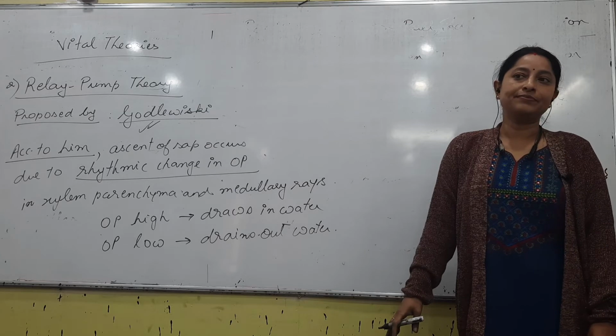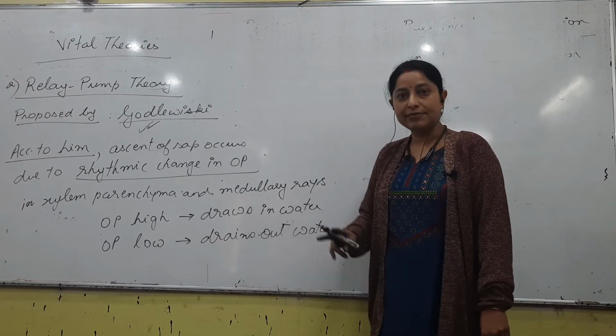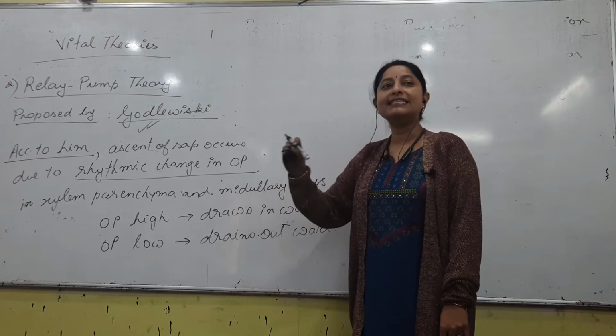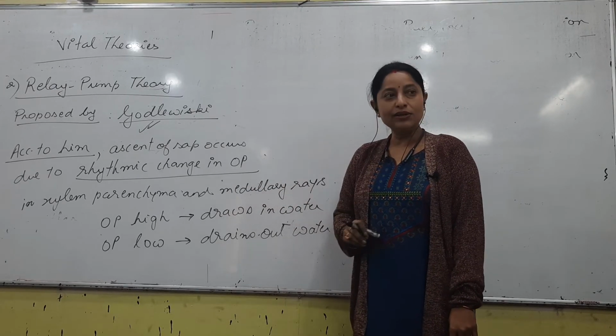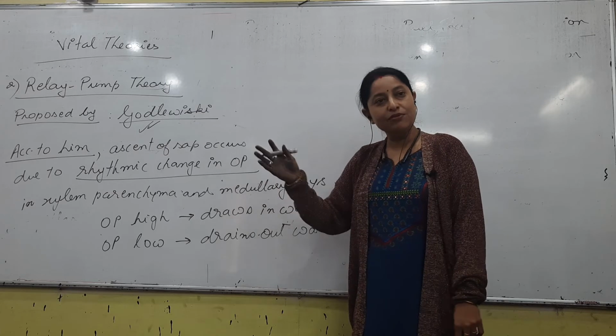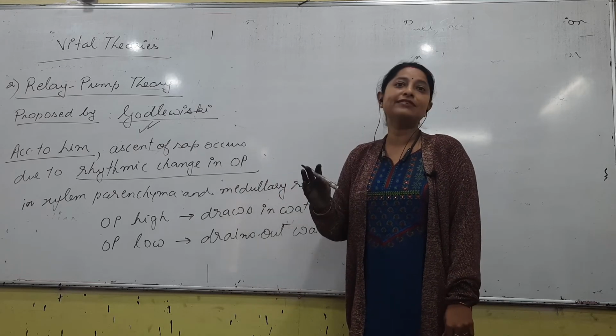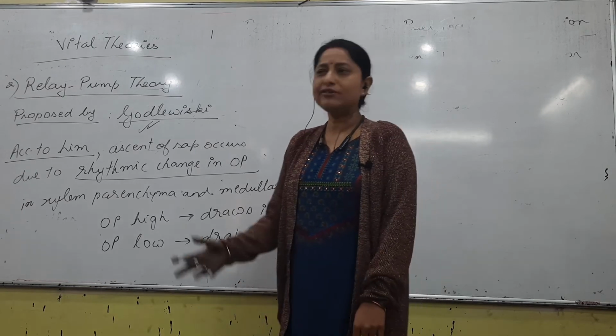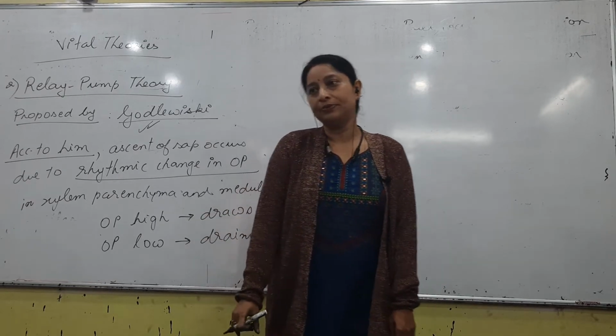sap takes place. So then the root would have to be there, these two cells would have to be there in the root, only then ascent of sap could happen. Now we know even if these cells are removed from the root or the root itself is cut, in spite of that, ascent of sap happens. So the drawback is almost the same for all, right?